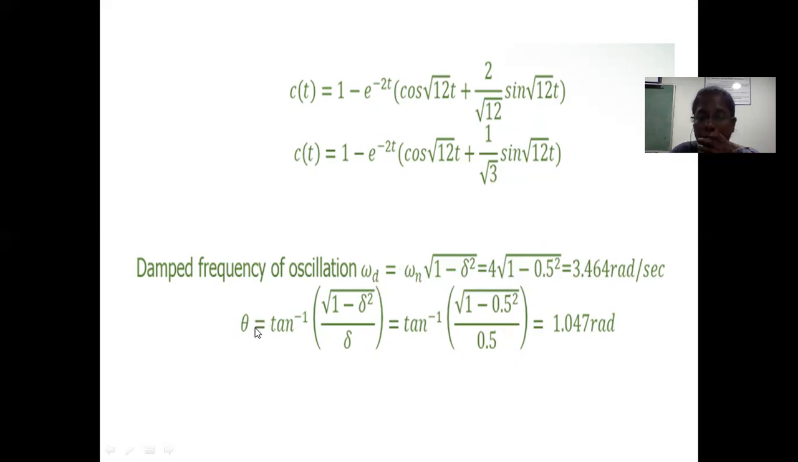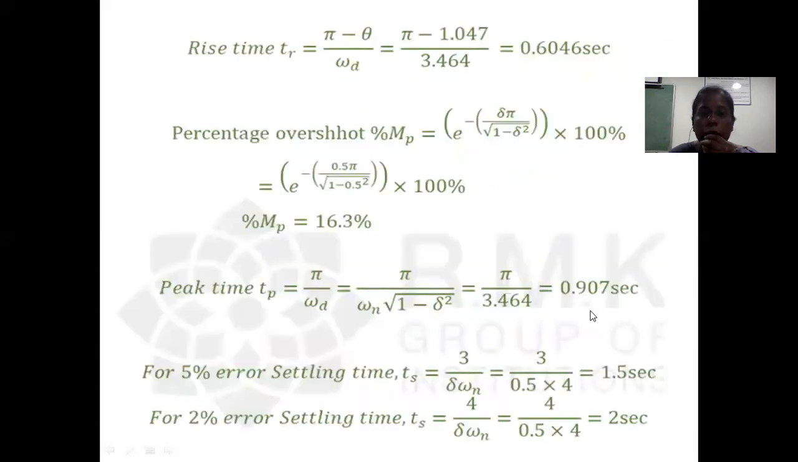Then we also have to calculate theta. Theta is equal to tan inverse of root of 1 minus eta square by eta. So substitute the eta value and you will get theta. We should get theta in radians, not in degrees, so we should convert degrees into radians by multiplying by pi by 180. Then, after getting omega d and theta, substitute in the formulas of rise time, peak time, settling time, and also the peak overshoot.